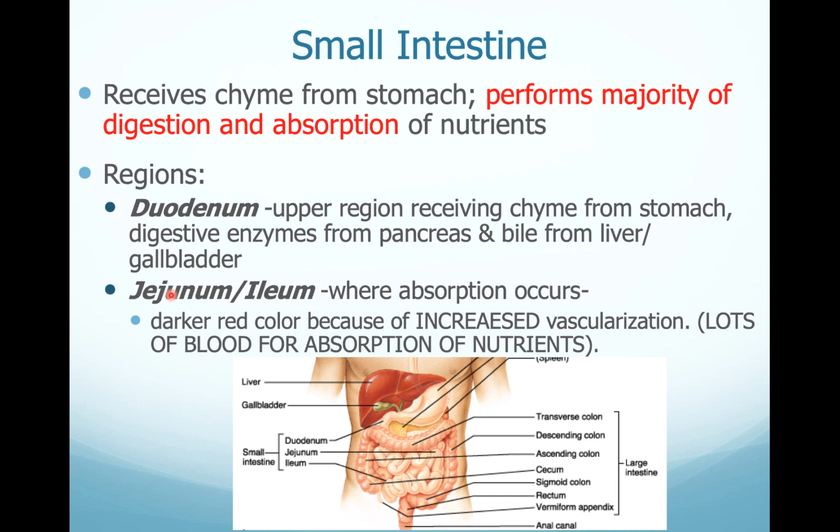Once those tiny pieces of nutrients are produced, they go into the jejunum, and in the jejunum primarily is where you have a ton of blood supply, which means this is really where you're doing a lot of the absorption. And again, the term absorption means you're going to be taking the nutrients from the digestive system and absorbing it into your blood circulation.